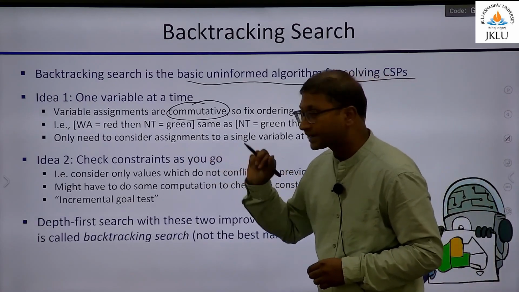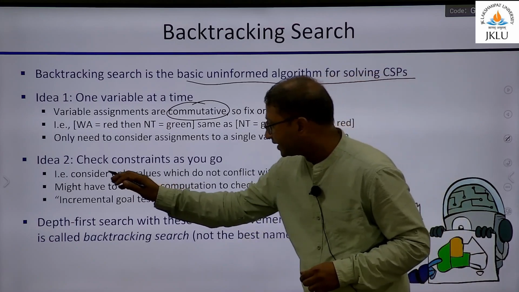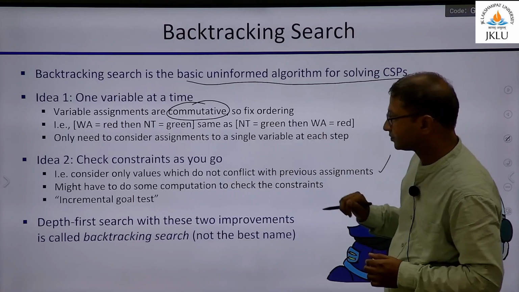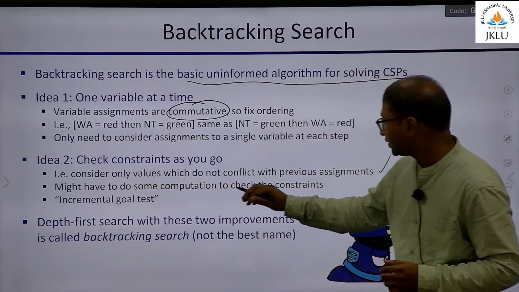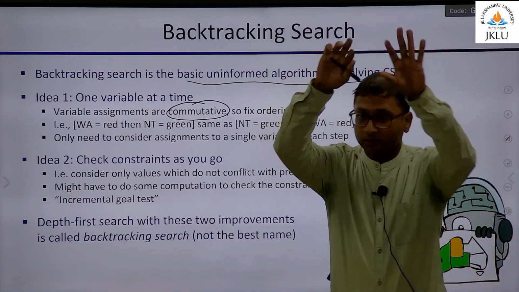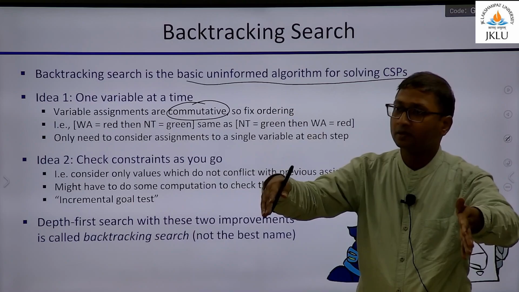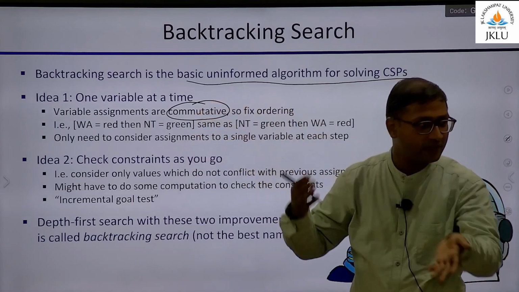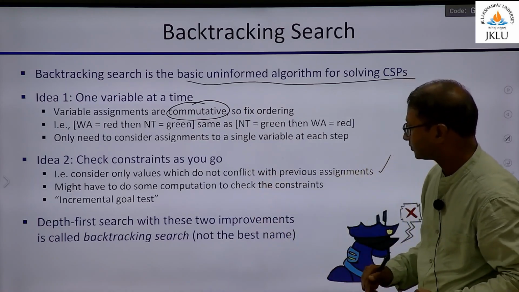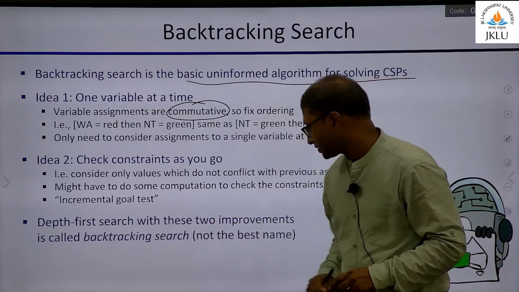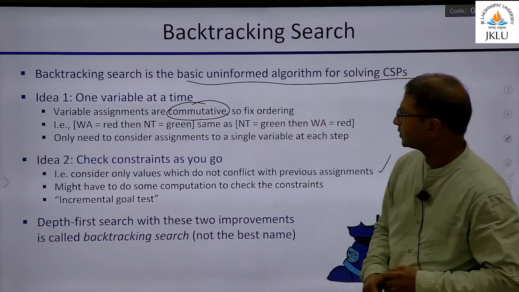Idea 2, check constraints as you go. That is, consider only values which do not conflict with previous assignments. Might have to do some computation to check the constraints, incremental goal test. This is what we have been doing. Instead of coloring everything and then checking which of those final states is not violating the constraints. Depth first search with these two improvements is called backtracking search. Not the best name. Okay.